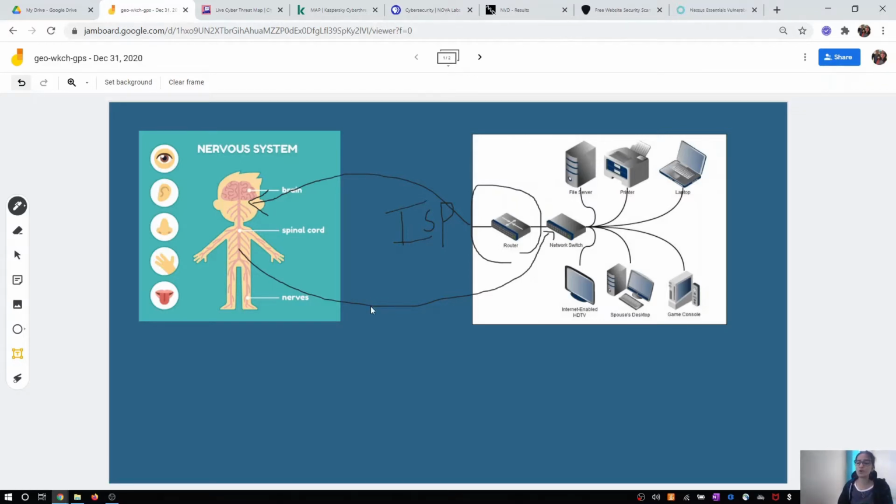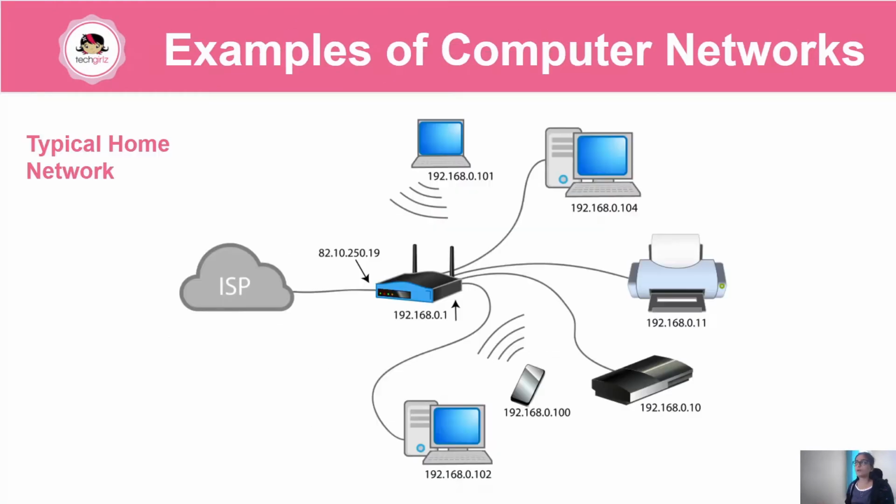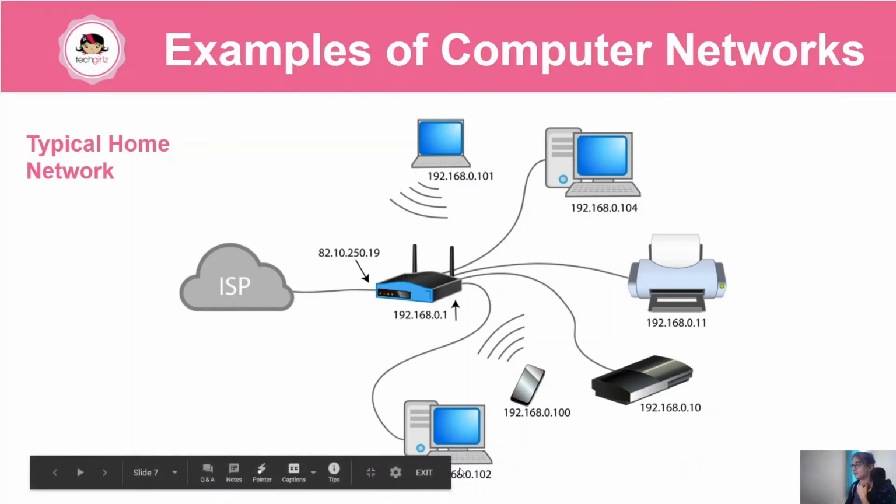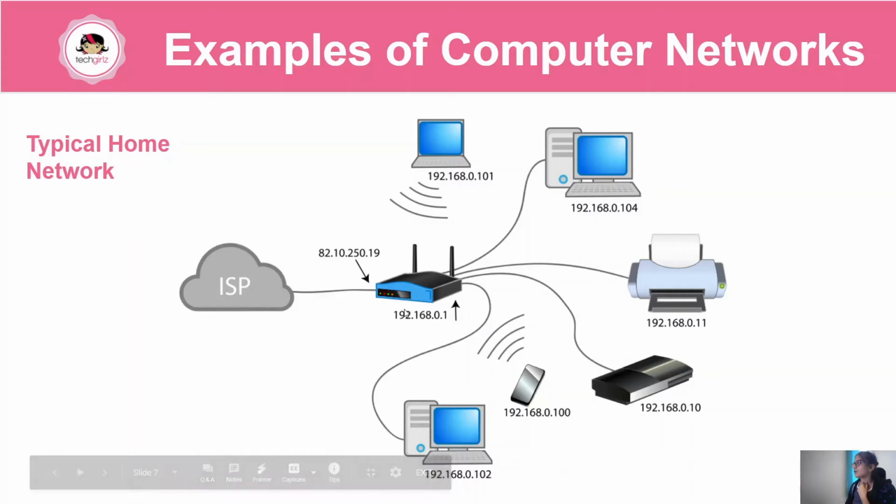Moving forward, we are going to see the different types of networks. Now, this is an example of a computer network at home, a typical home network. As I told you, this is the internet service provider, this is your router, and these are the different devices connected to the internet, right? There are two wireless devices connected to the router and four devices connected via the cable.